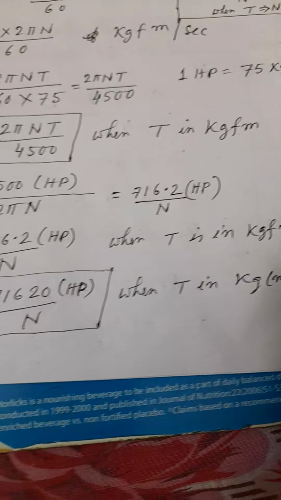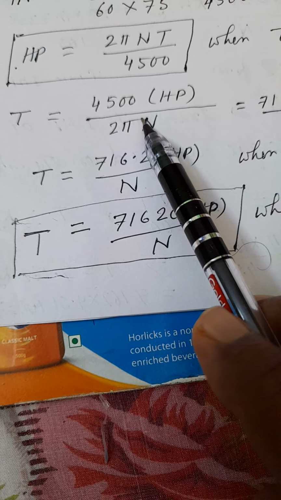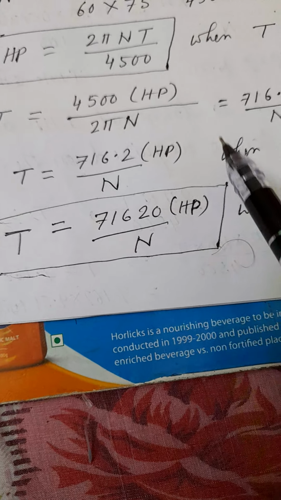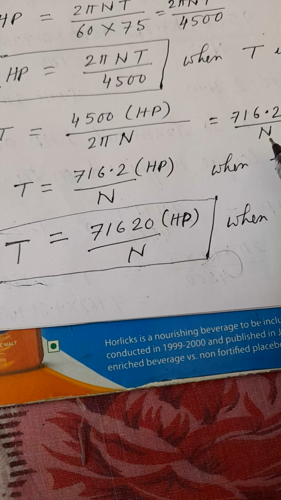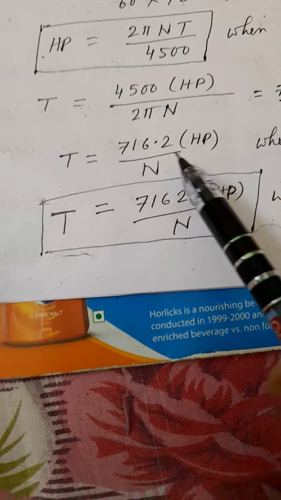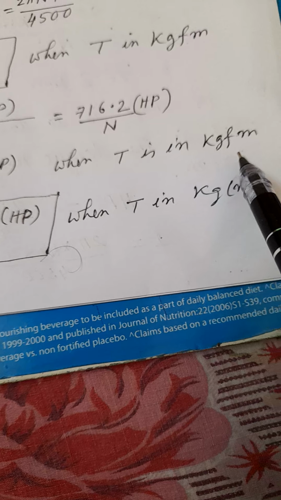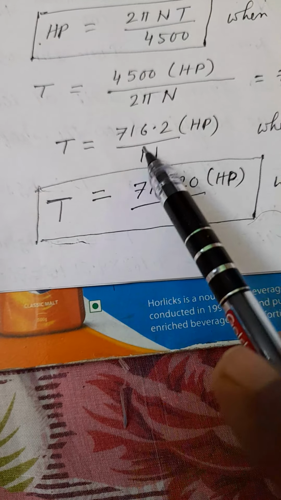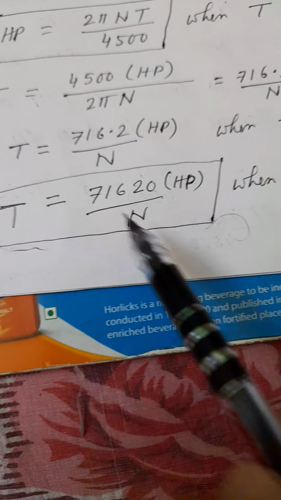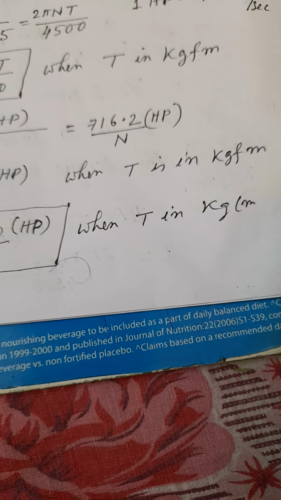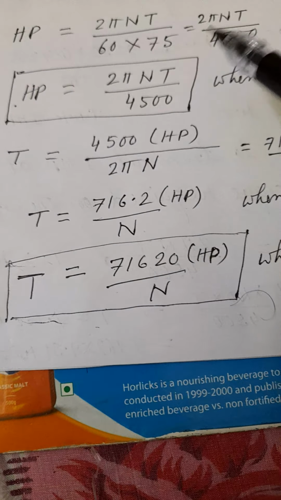Now again this is a formula to be used, and this is T is equal to 4500 HP by 2 pi N, that you know. So this is nothing but 716.2 HP by N. So that is T is equal to 716.2 HP by N when T is in kg force meter. Now if you multiply this one by 100, it is 71620 HP by N when T will be in kg centimeter.